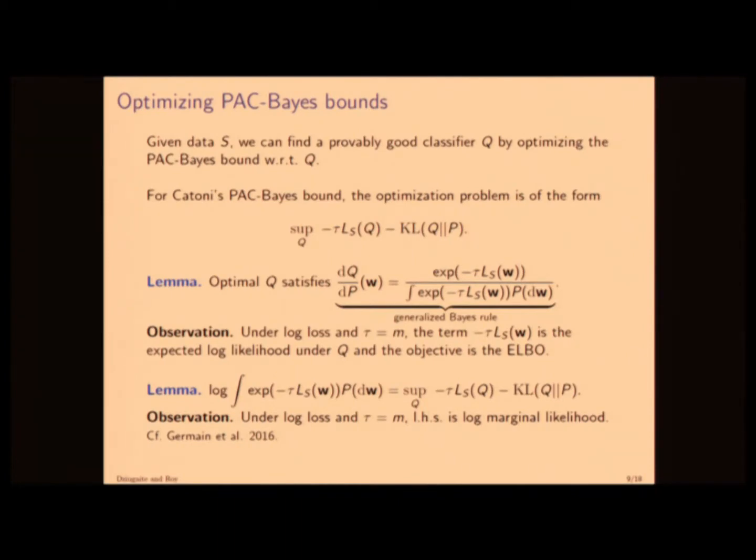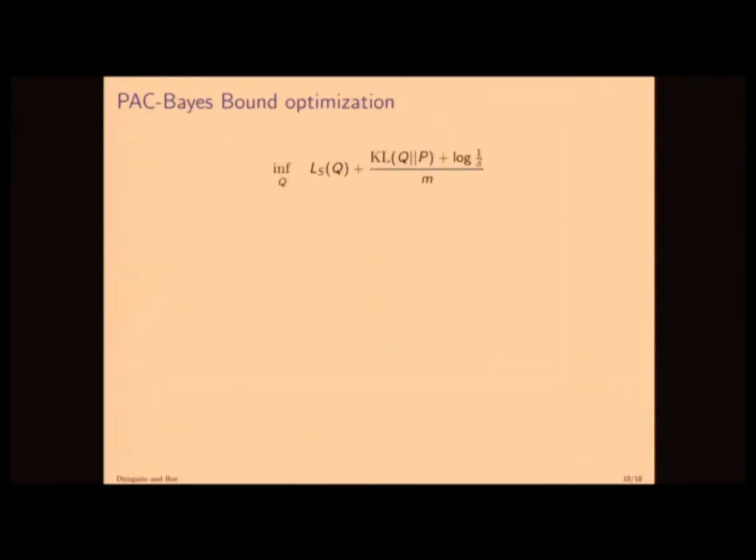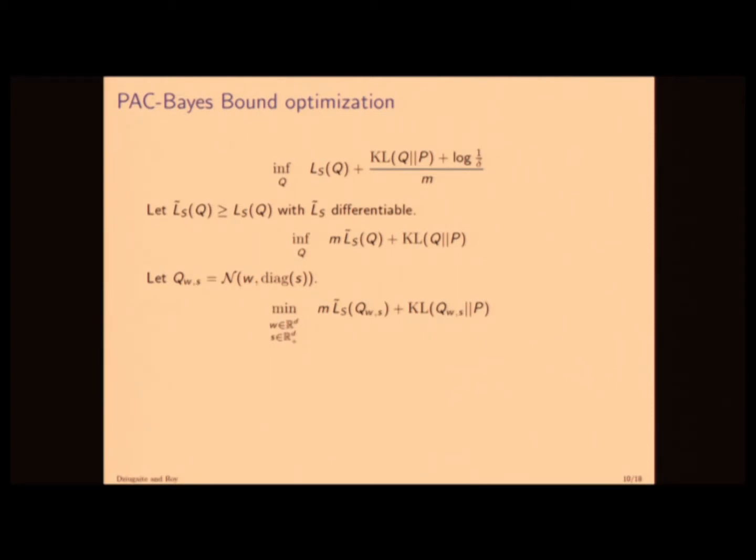And just as the variational Bayesians do, we can think about optimizing this over a subfamily. That's what we do in our work. We're going to replace the non-differentiable loss with something that's differentiable. Then we're going to look over the subfamily of Gaussians that are axis aligned, and we're going to be trying to find their mean and their diagonal covariance. So it ends up with an optimization problem like this.